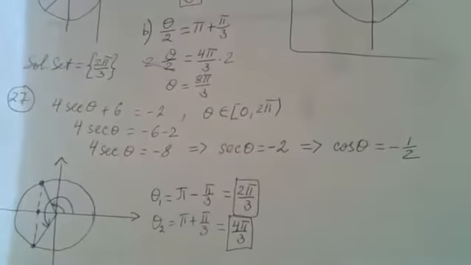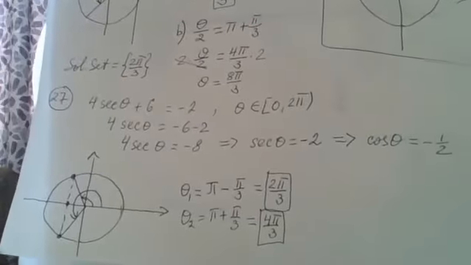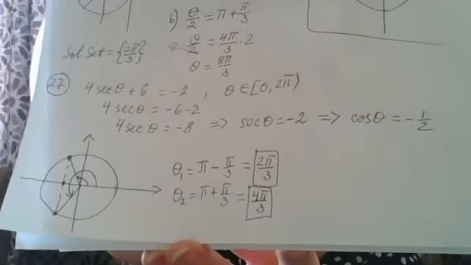If you add pi over 3 to pi, you get 4 pi over 3. Pi over 3 is 60 degrees, times 4, that's 240 degrees. Is it in our interval? Yes. Box it. We found the value of the second angle. Do we have more angles? No, not in the declared interval.